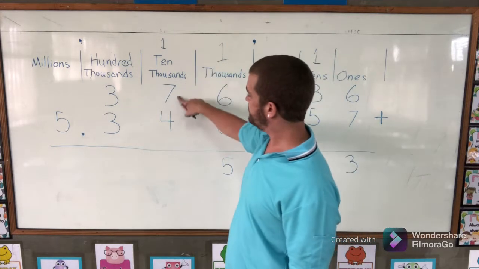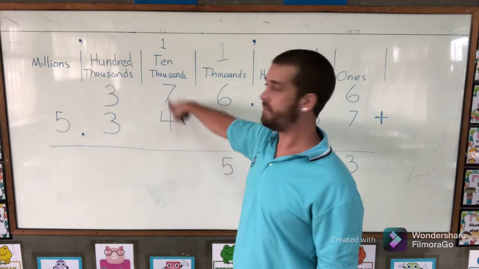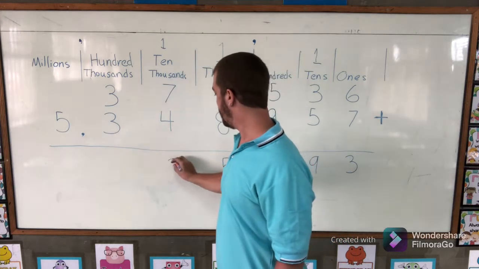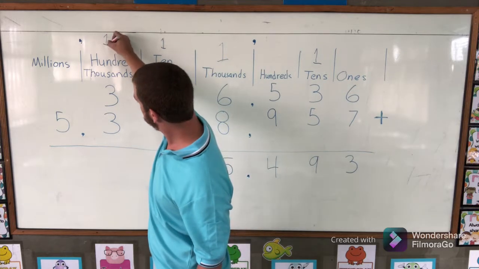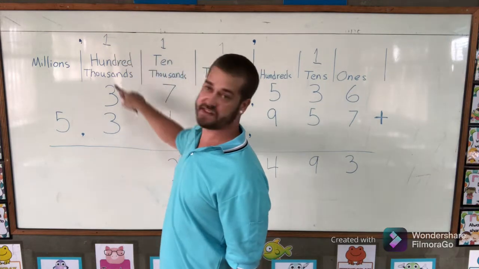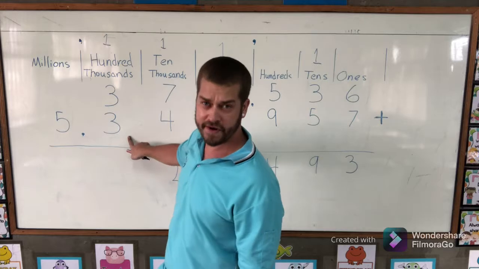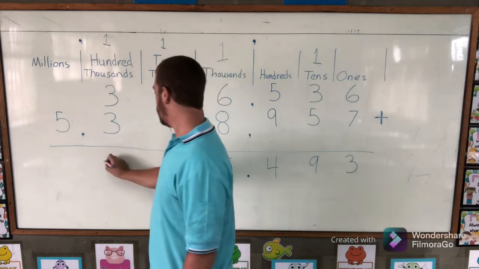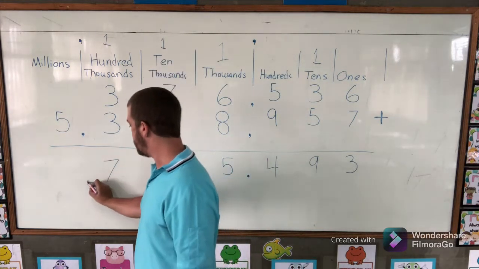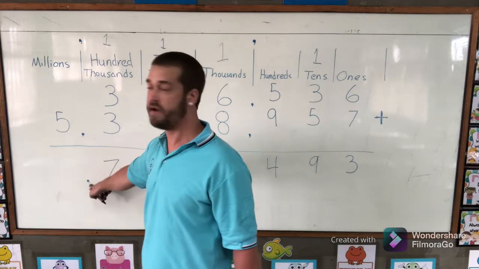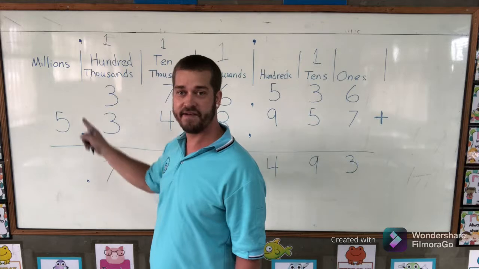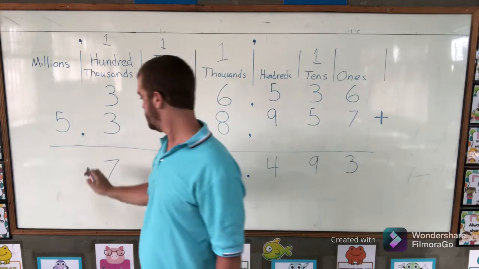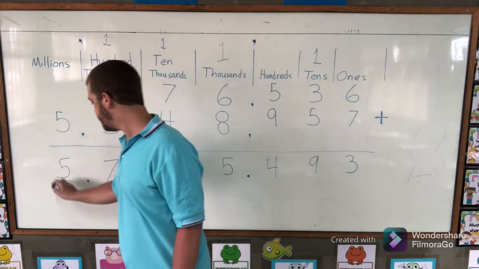All right. 7 plus 4 is 11. Plus 1 more is 12. Carry the 1 to the 100,000s. Okay? 1 plus 3 is 4, plus another 3 is 7. No need to carry anything to the millions. Don't forget your comma, because we know that we have some millions. And here we have 5. 5 plus 0 is 5.